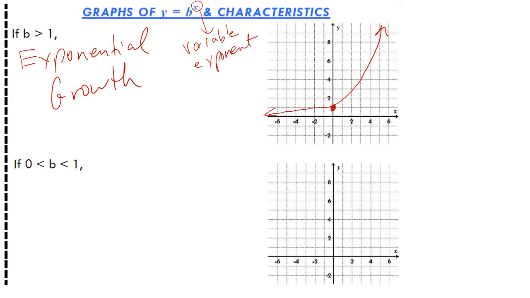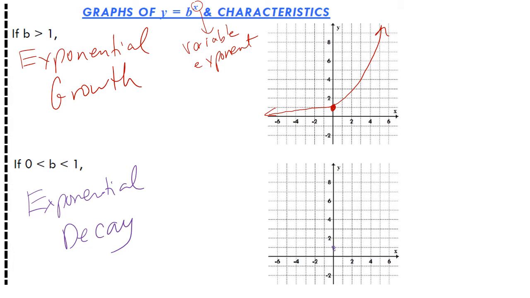If your base is between 0 and 1, which means it's like a fraction or a decimal, like 0.5, 0.4, 0.9, 1/2, 1/3, 1/10, anything like that between 0 and 1, that is exponential decay. And it does the opposite of growth.